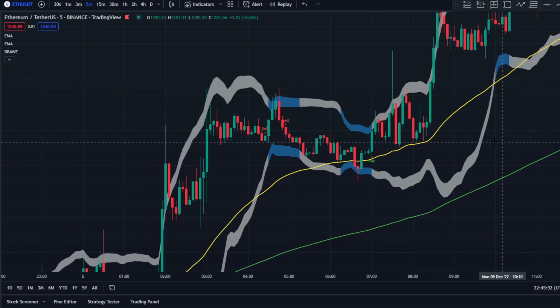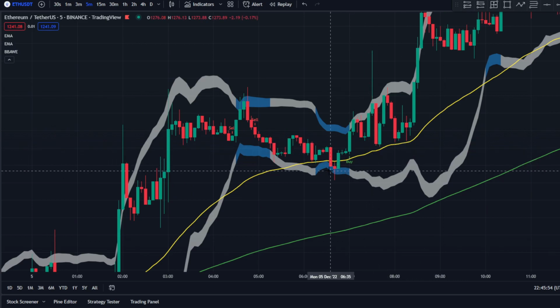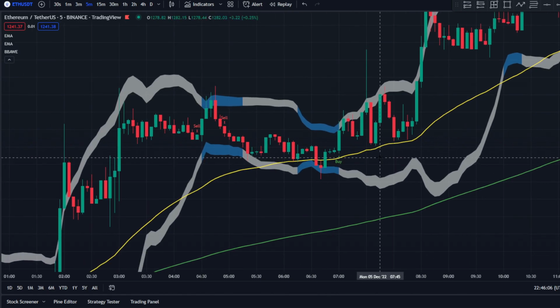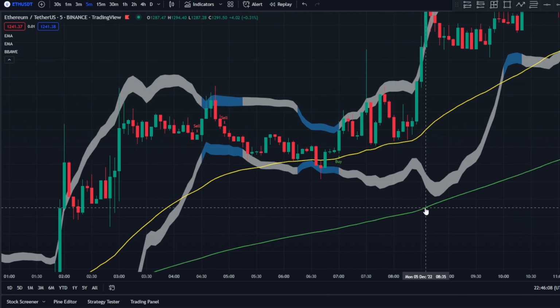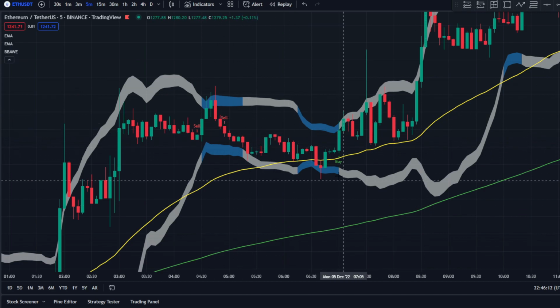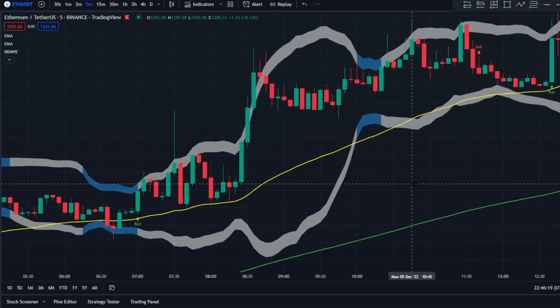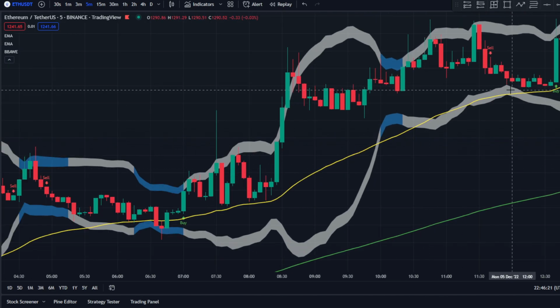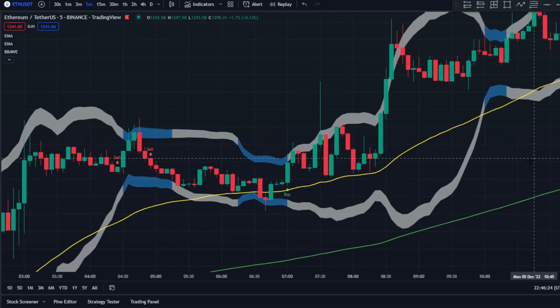The next signal that you'll be using is you want the price to touch the lower Bollinger Band and have a buy signal right after, and you'll be taking the candle on the buy signal. So here we have a perfect example where the yellow EMA is above the green EMA, so we're looking for long positions. Here we have the price touching the lower Bollinger Band, and immediately after we have a buy signal. So you just want the price to touch the Bollinger Band before you take a buy signal. If not, it is not valid.